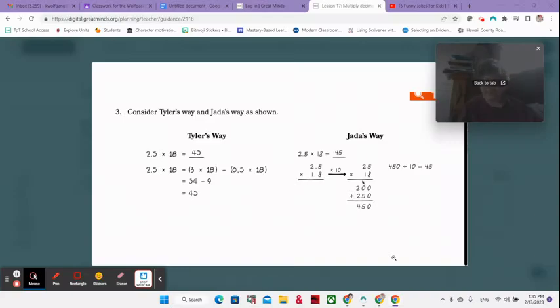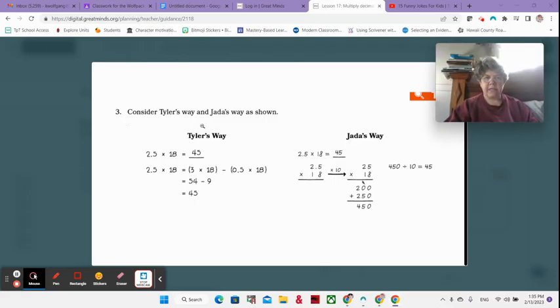All right, check it out. Here we are on the last video of lesson 17. And once again, we're looking at a page that you have in your book. This is page 158, and it looks just like this. Consider Tyler's way and Jada's way as shown.